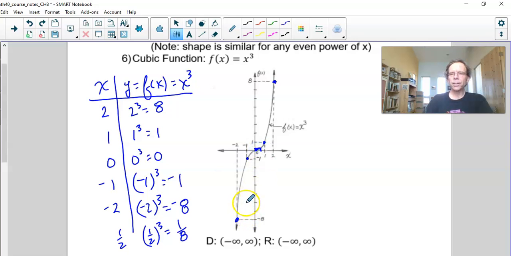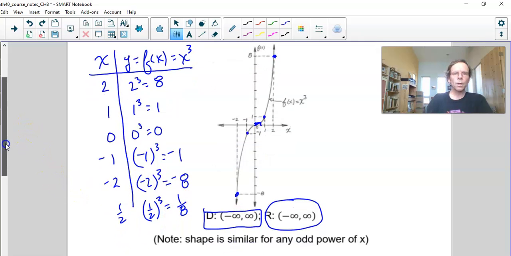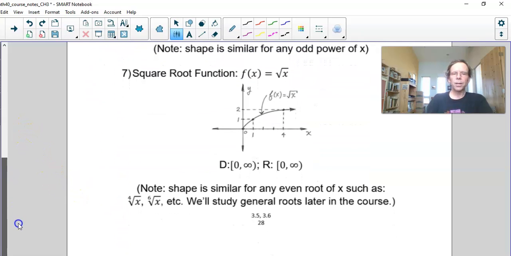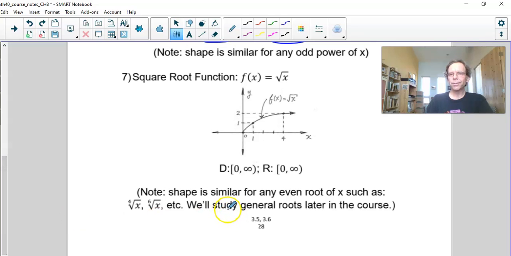What's the domain and range? Well, you can cube any real number you want, so -infinity to infinity. And this thing keeps going up and it keeps going down, so the range is -infinity to infinity. All right, how about a square root function? Let's again make a table of points here.